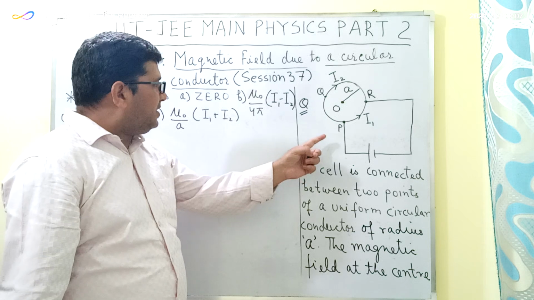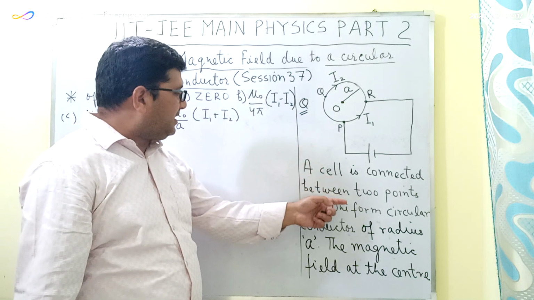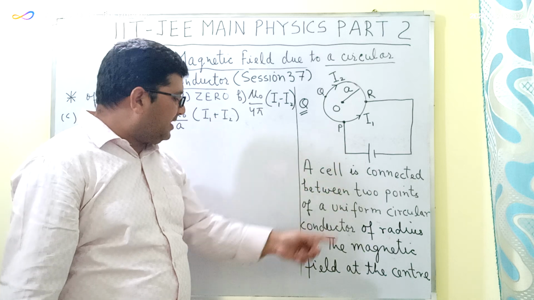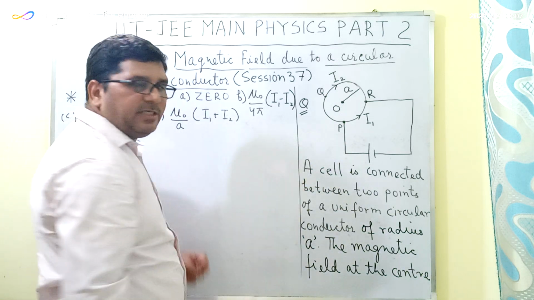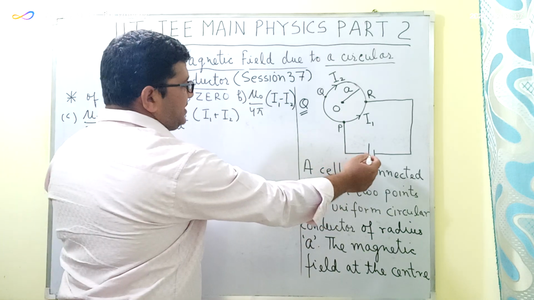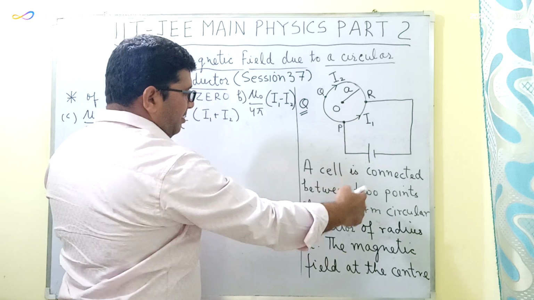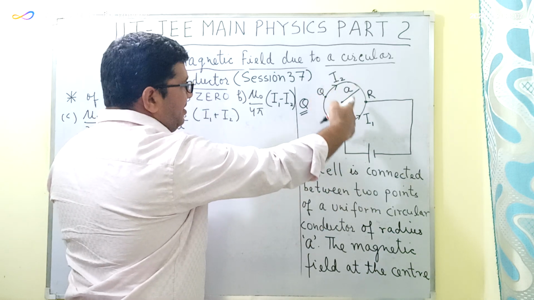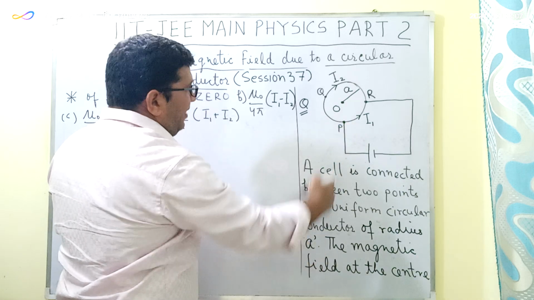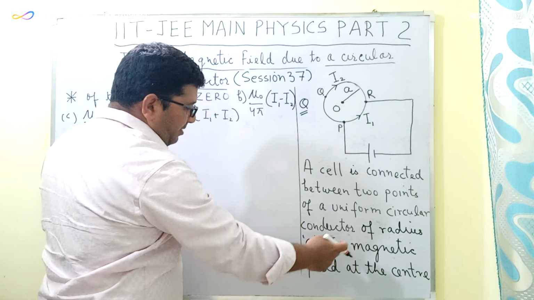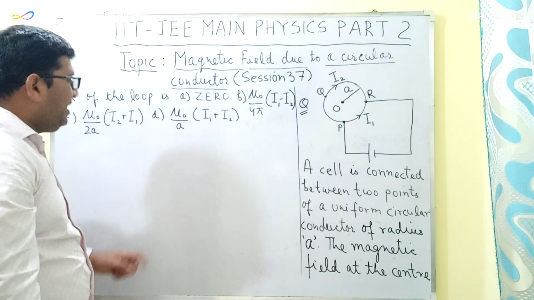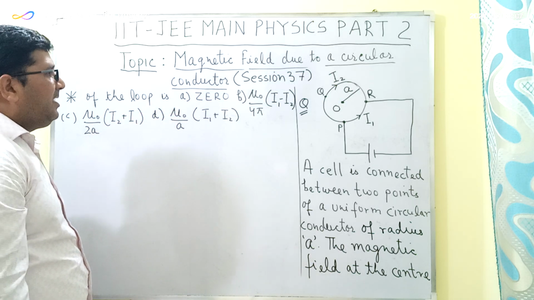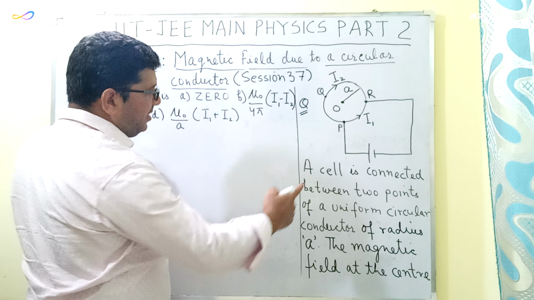So the question here is: a cell is connected between 2 points of a uniform circular conductor of radius A. This is the figure provided along with the question. This is the cell connected between 2 points of this uniform circular conductor having a radius A. The magnitude of the magnetic field at the center of the loop is. There are 4 options here and we have to find the correct one.